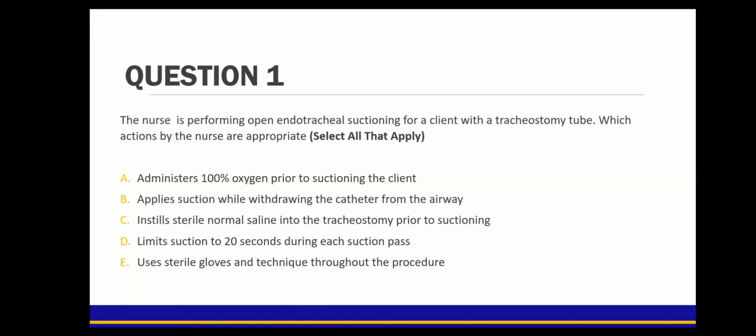All right. Let's take a look at the question. The nurse is performing open endotracheal suctioning for a client with a tracheostomy tube. Which action by the nurse are appropriate? Select all that apply. So our step number 1, which action by the nurse is appropriate? Very good. That's the instruction. What is appropriate? Regarding what? What's our topic? Can you identify the topic? Excellent. Endotracheal suctioning. Absolutely.